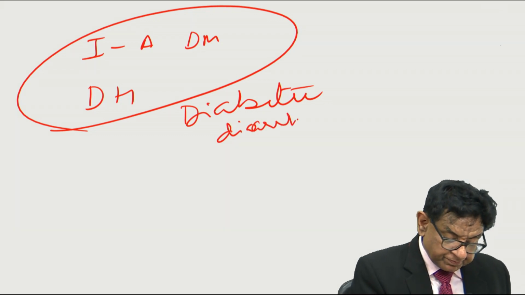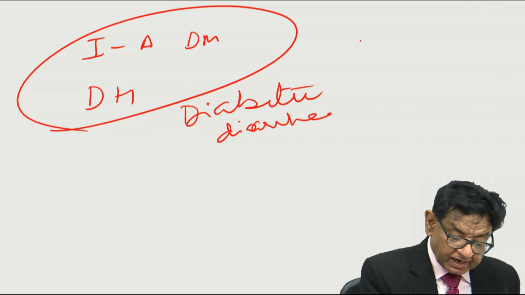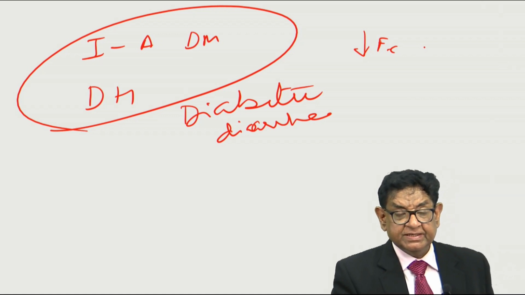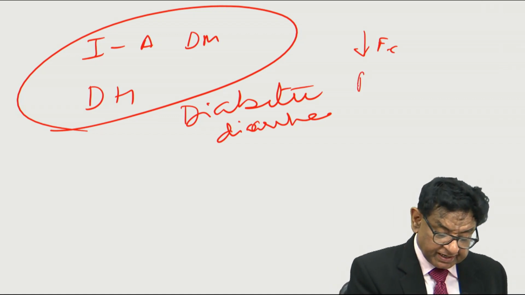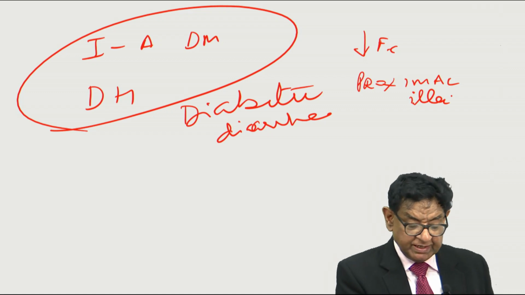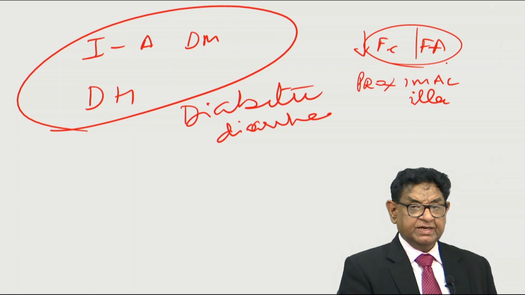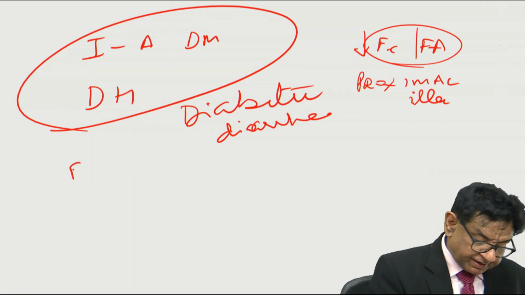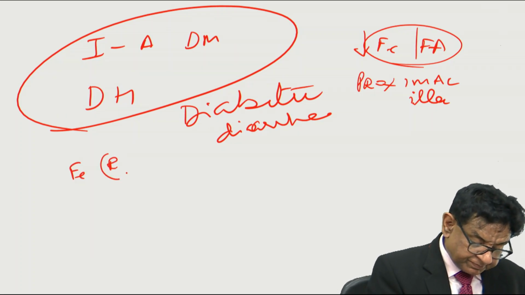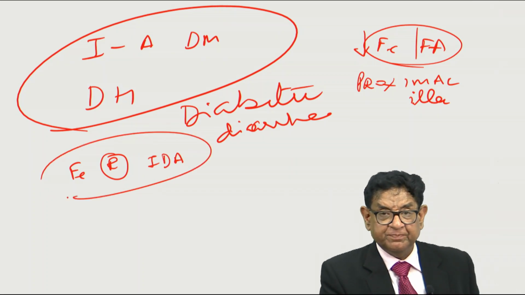Now, a question comes to you, why do these patients develop anemia? This is due to reduced iron absorption. Why? Celiac disease is a disease of the proximal ileum, and from the proximal ileum iron and folic acid are absorbed. So these two are deficient. And in fact, iron resistant iron deficiency anemia occurs in this patient.